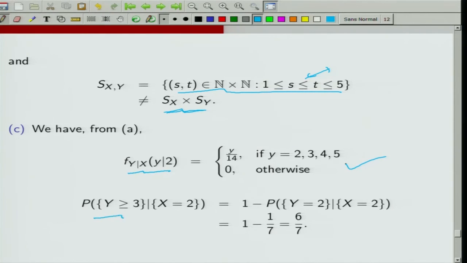So, I have to find out the probability that y greater than or equal to 3 given x equal to 2. Sorry, y greater than or equal to 3, that is what I had to find in part C. But here in this conditional probability mass function, y takes only values 2, 3, 4, 5. So, this would be the same as 1 minus the probability y is equal to 2, because I am using the same probability mass function, given x equal to 2. So, 1 minus probability y is equal to 2 given x equal to 2 is nothing but 2 by 14, which is 1 by 7, so the answer is 6 by 7.